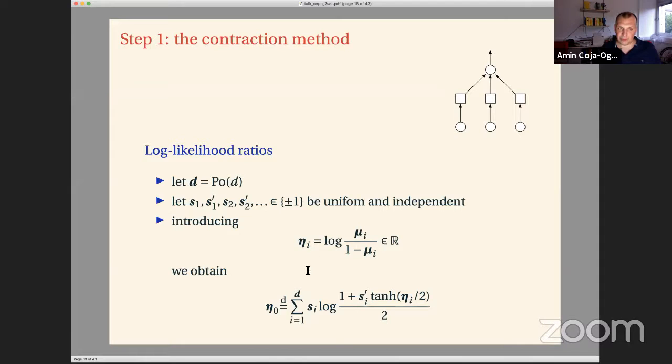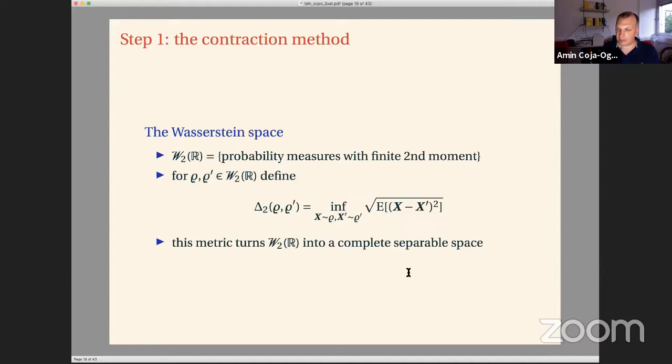So our fixed point equation from the previous slide turns into an equation about sums of independent random variables, namely that the random variable eta 0 is distributed precisely as a sum of a Poisson number of independent summands, where each summand has two Rademacher variables, Si and Si prime. And then, okay, admittedly, this log and tanh are an acquired taste, but at least we have a sum of independent things, so that's maybe something that we can work with. And this equation now is precisely equivalent, up to this transformation, to the equation that we had on the previous slide.